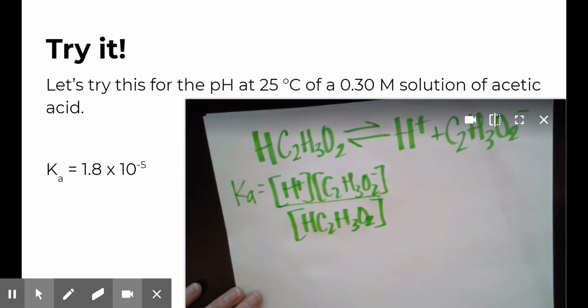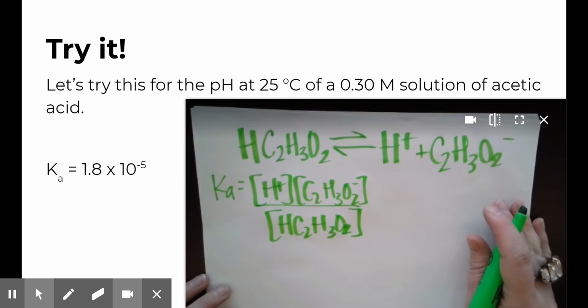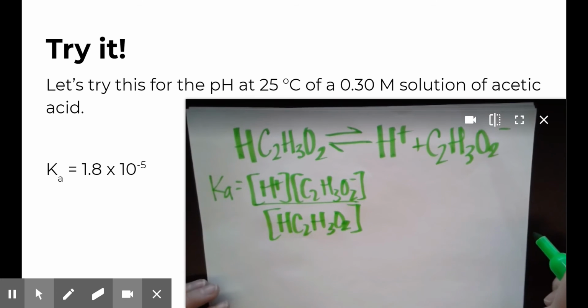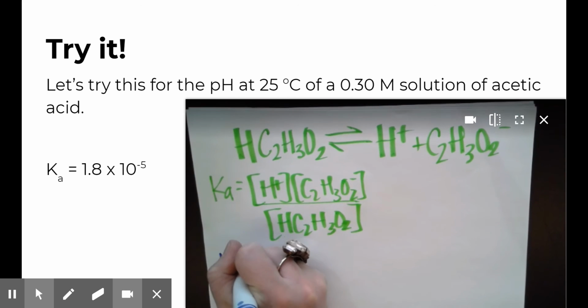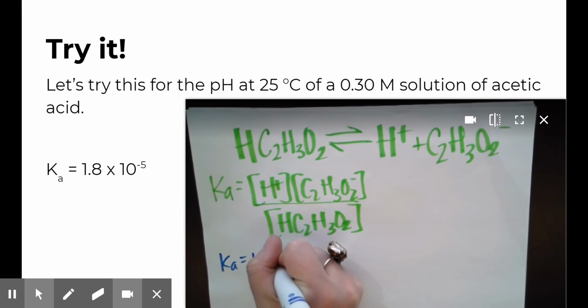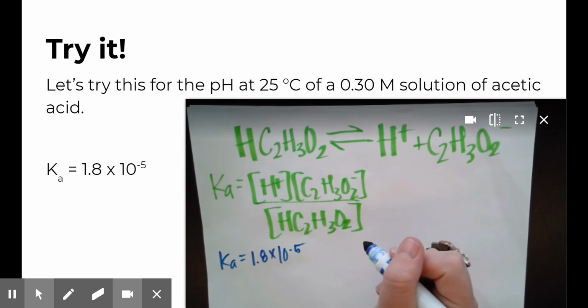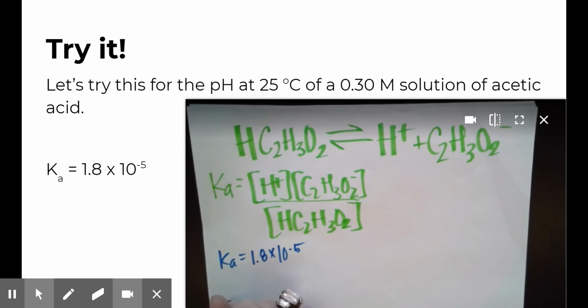Okay, so there we go. Pretty good. So now let's just think about what we're solving for and what we're trying to figure out. We know Ka. We have some information. Ka is equal to 1.8 times 10 to the negative fifth. We're trying to solve for pH.